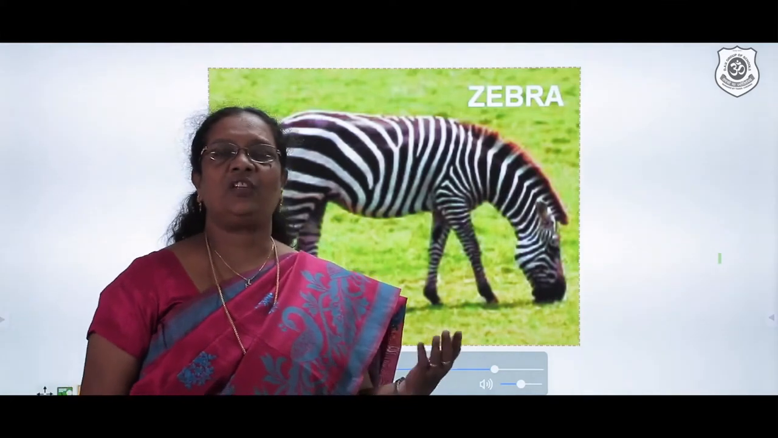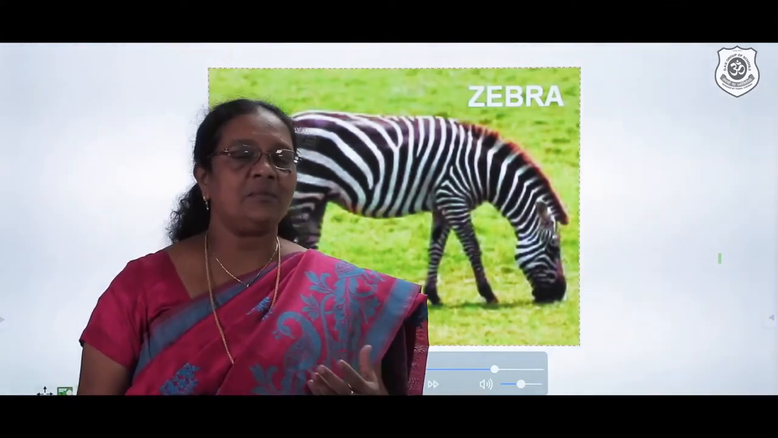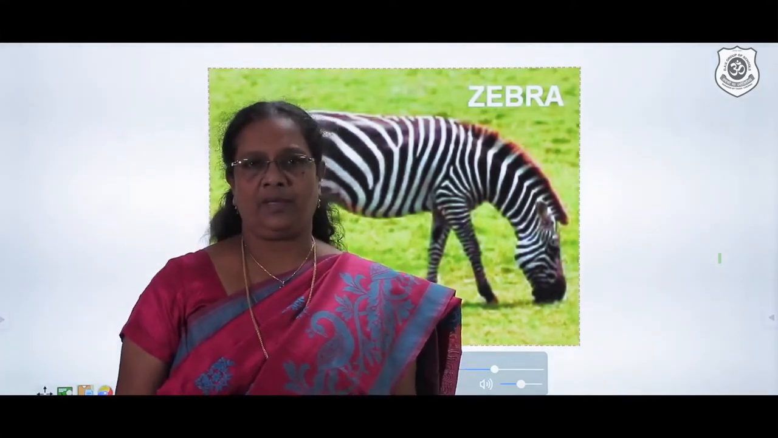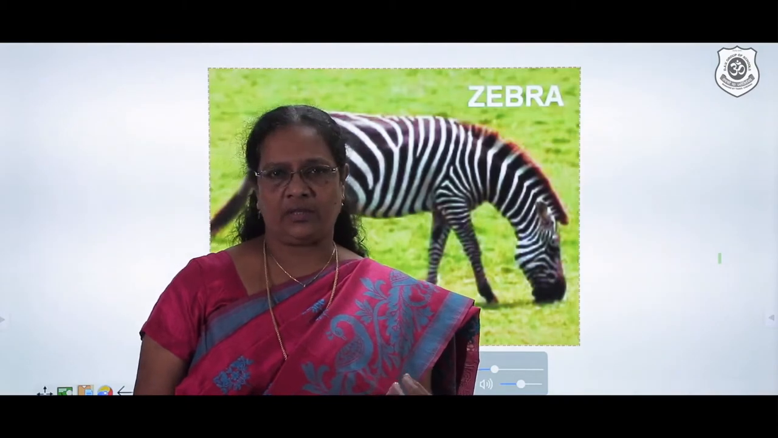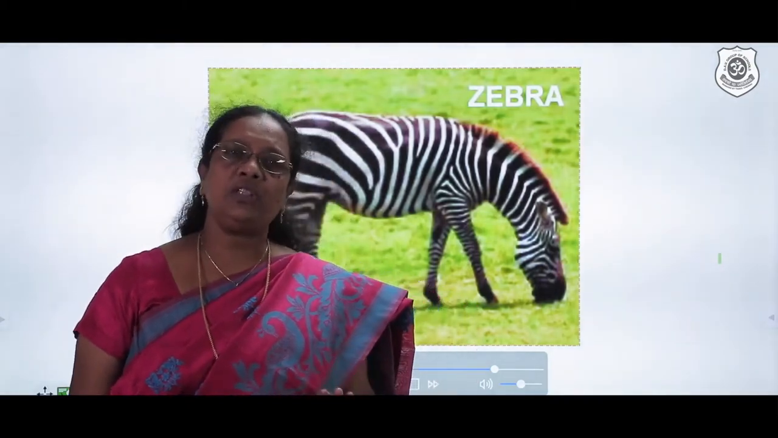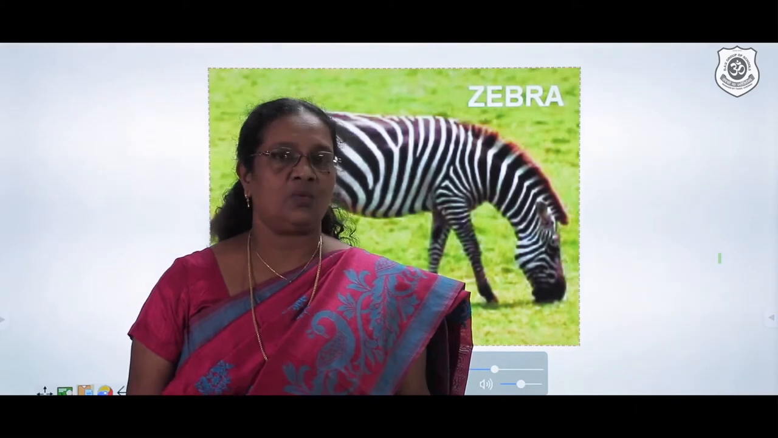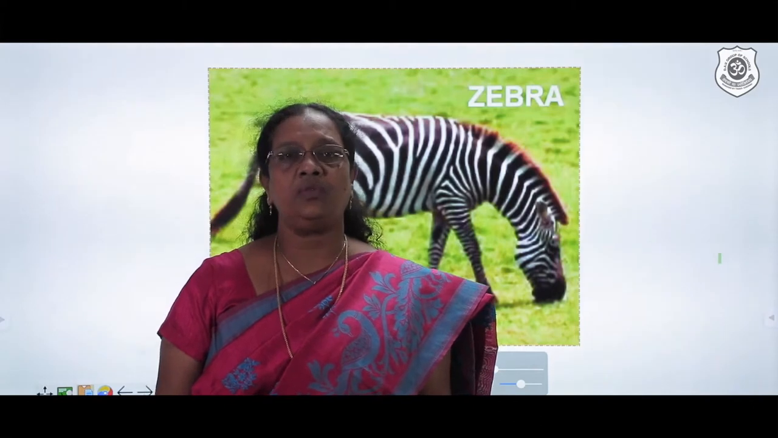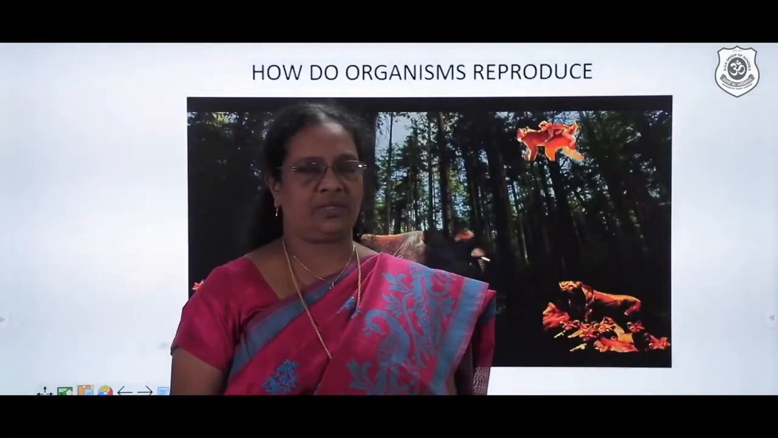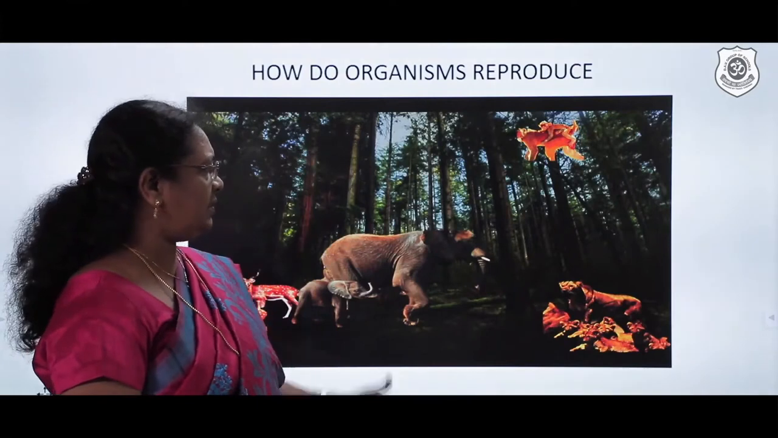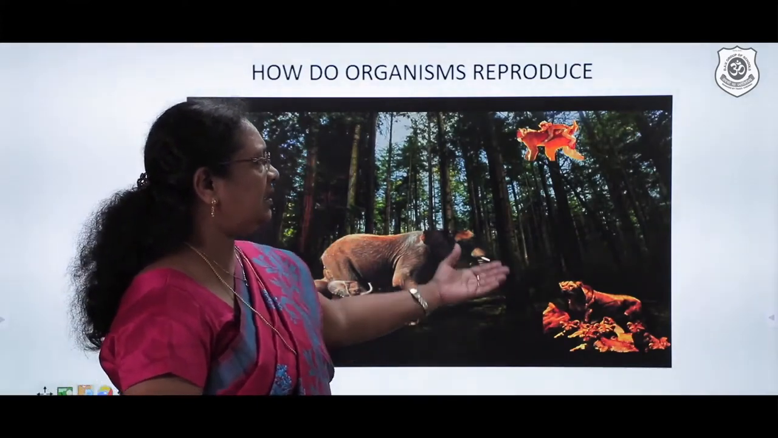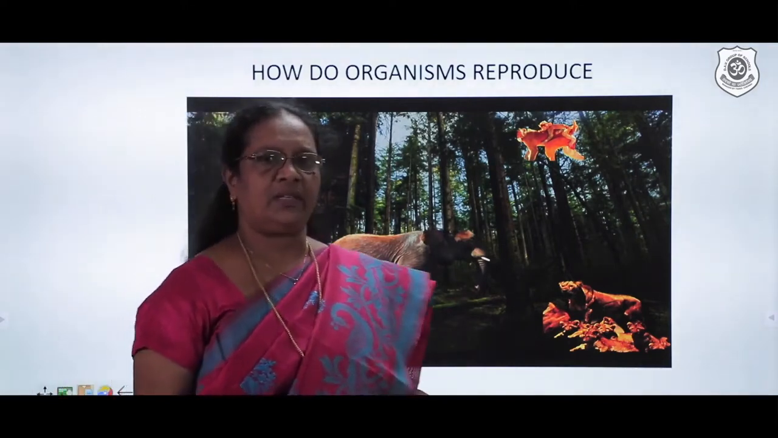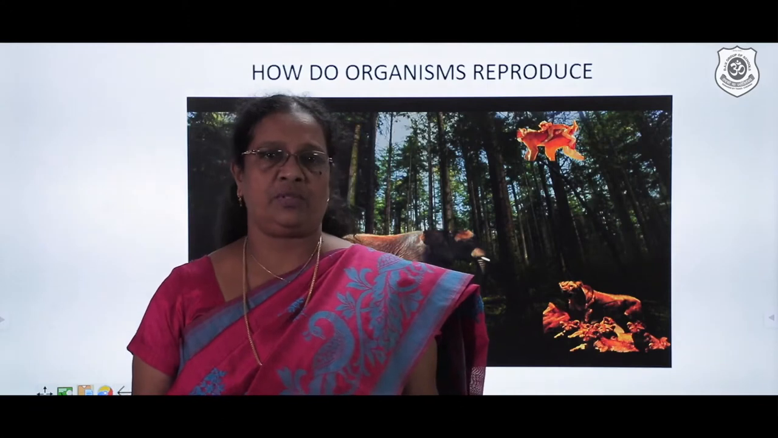So when we see all these organisms, it looks amazing, as if we have gone into that place and are spending time with them. Let us just have a thought. When we saw these organisms, we saw all the organisms with their young ones. What does it reflect? Yes, that's a topic we are going to introduce today. How do organisms reproduce? We saw the elephant, the lion, monkey, deer. Many organisms are there and they have to reproduce.